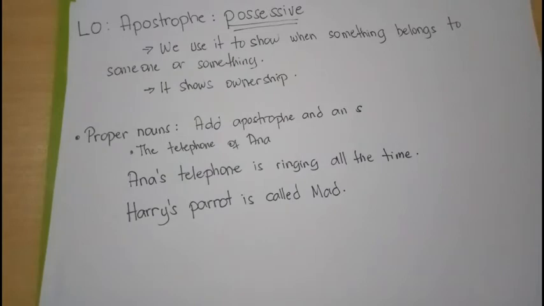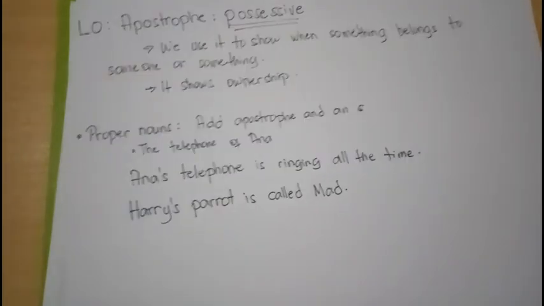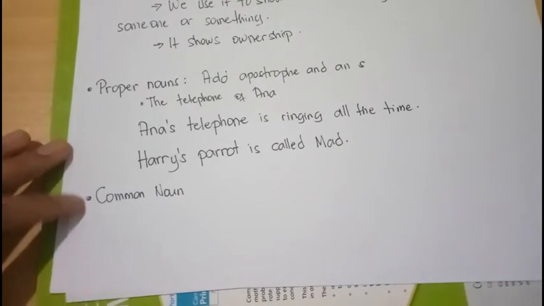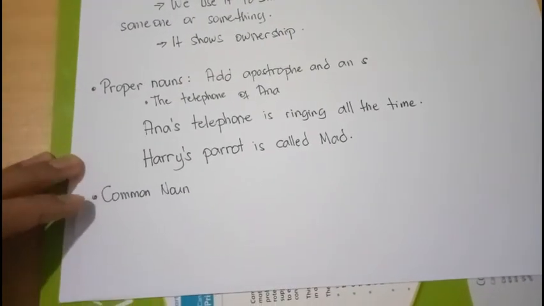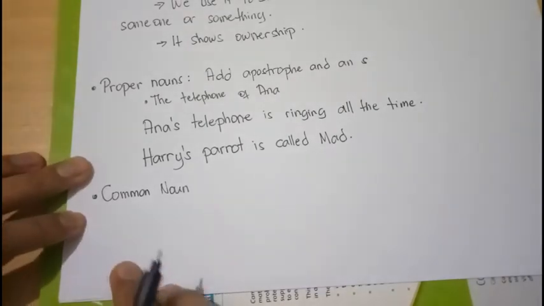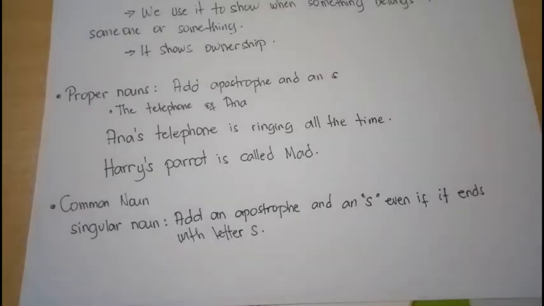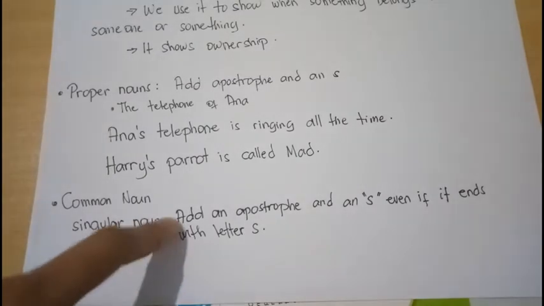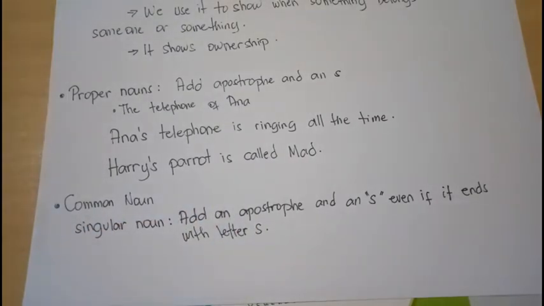Now let's talk about common nouns. How do we add a possessive apostrophe to a common noun? For common nouns, we have some rules to follow. Especially, we have to consider if it's singular or plural. Let's first talk about singular common nouns. For singular nouns, what we do is the same as what we did with proper nouns. We also add an apostrophe and an S, even if it ends with a letter S.